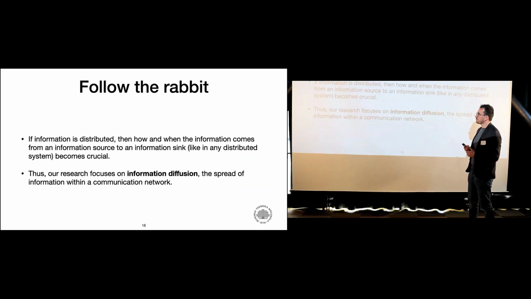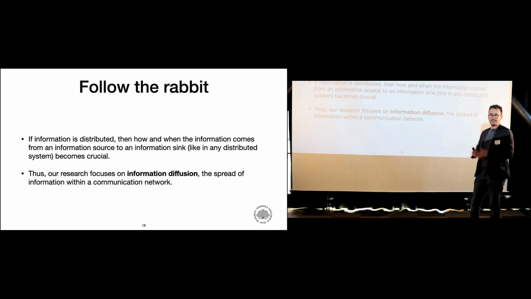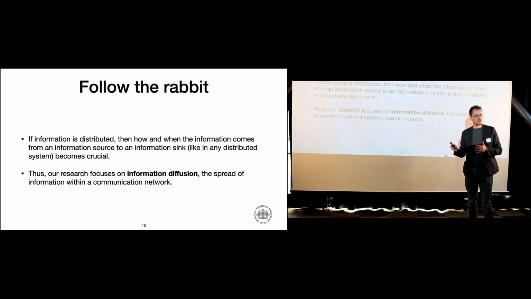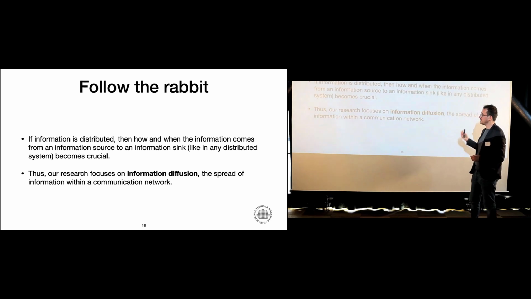So if information is distributed, like in every distributed system, then how, when, and where the information comes from an information source to an information sink is the important part. We need to understand that part. And this means for our research, we would like to focus on information diffusion. Information diffusion is the spread of information within those networks.